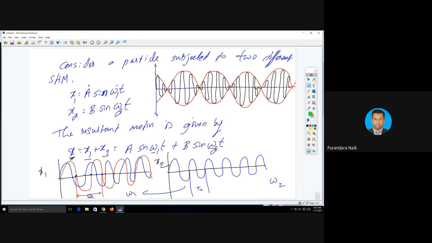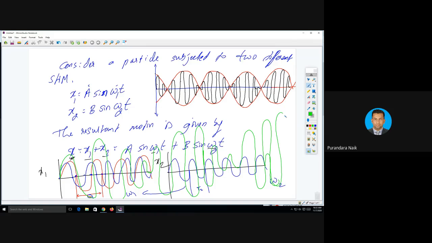Initially it will increase, still increases, then it slowly goes down to 0, then again it increases to the maximum loop, then again it goes down to 0, then it increases to the maximum loop, and it will come.